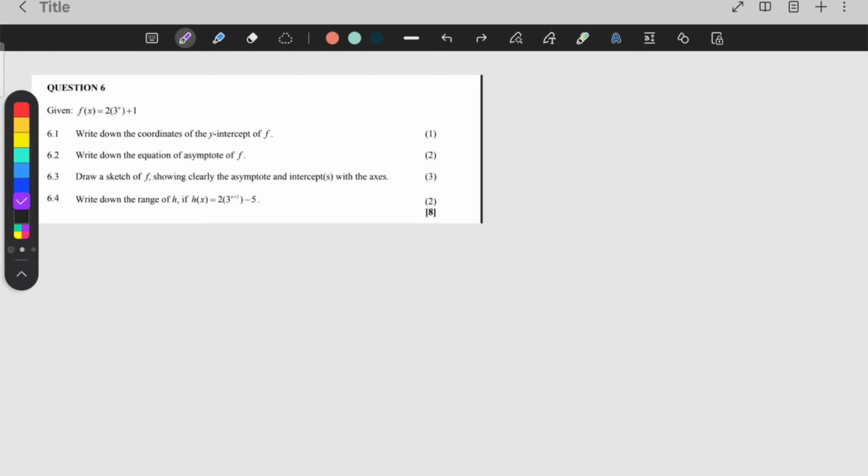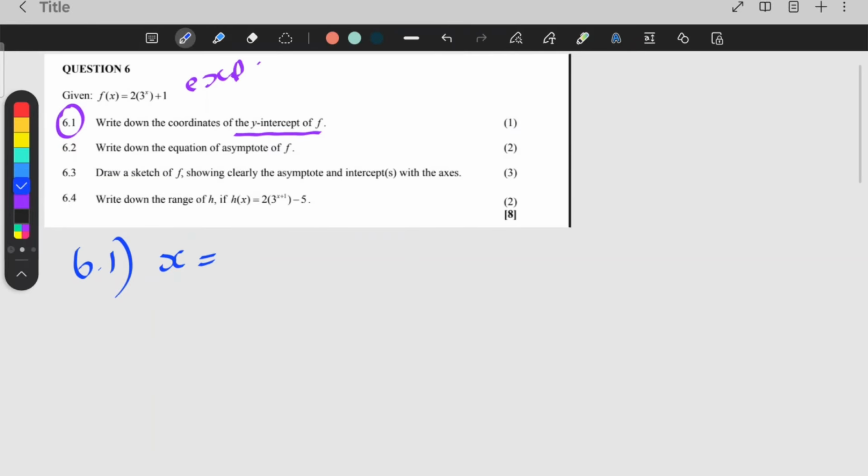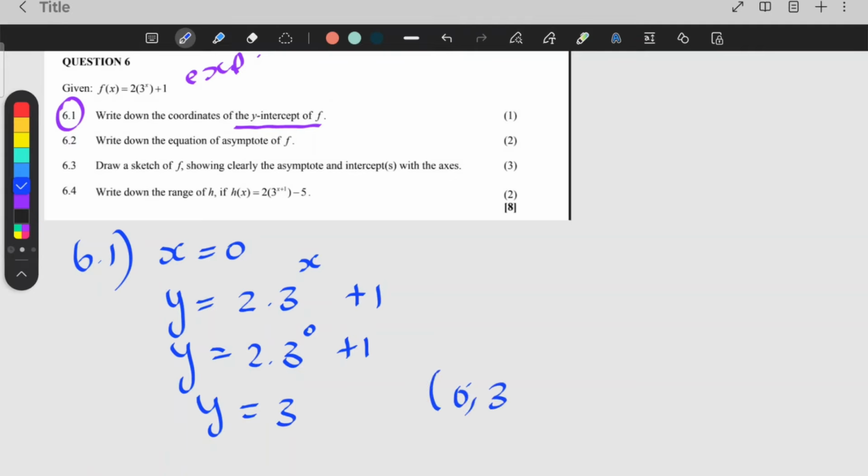Look at question 6. It says, given f of x is equal to 2 times 3 to the x plus 1. So this is an exponential function. Okay, 6.1 says, write down the coordinates of the y-intercept of f. For my y-intercept, I let x be 0. So y is equal to 2 times 3 to the 0 plus 1. All in my calculator, and I get 3. So my y-intercept is (0; 3).